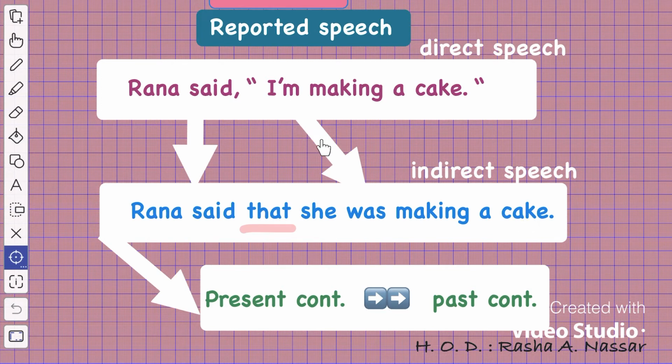Am will be changed into was. So here the present continuous changed into past continuous. This is when your sentence in the direct speech is in the present continuous. So we will change it into past continuous.